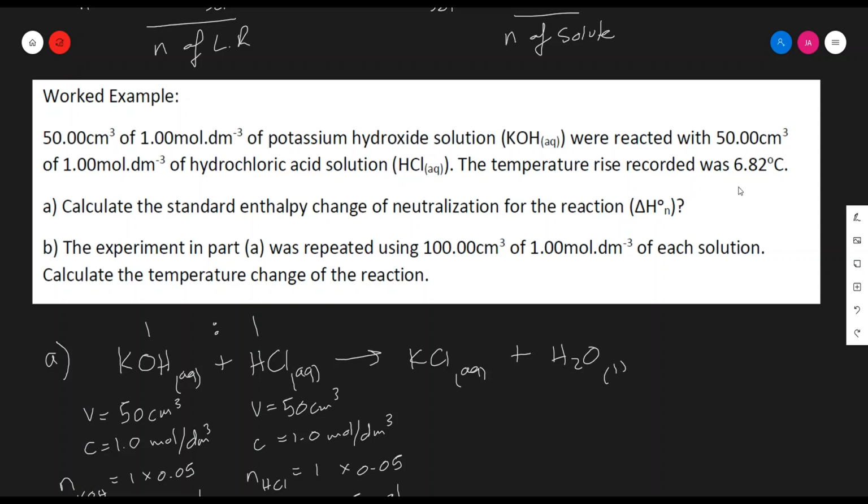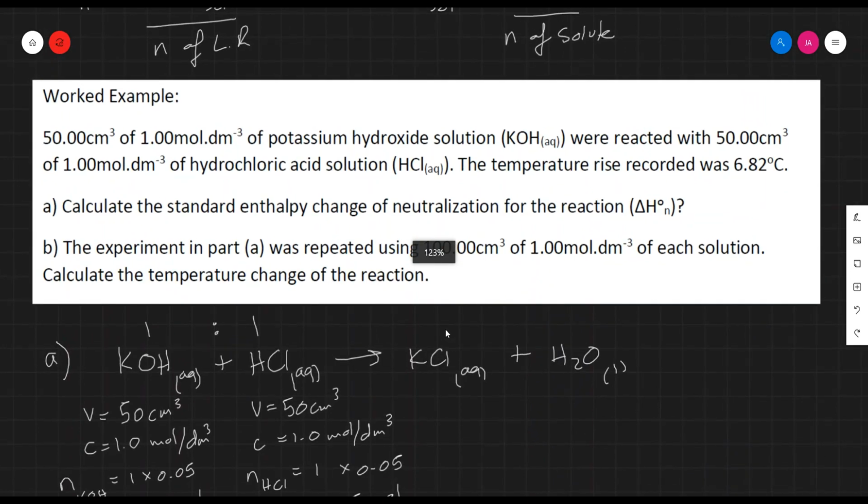The temperature rise recorded was 6.82. Thus, we know that the enthalpy change of neutralization is always exothermic, and thus a temperature rise, not drop, is recorded. Thus, the enthalpy change would be negative in this case. The first part asks to calculate the standard enthalpy change of neutralization for the reaction stated above.